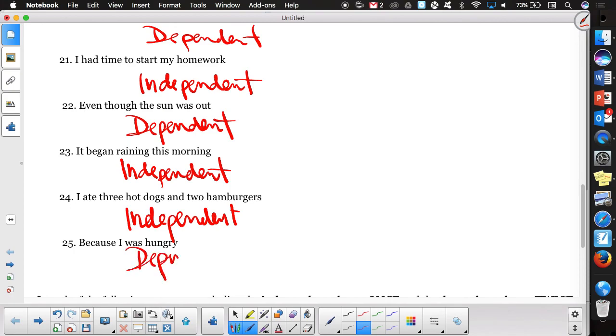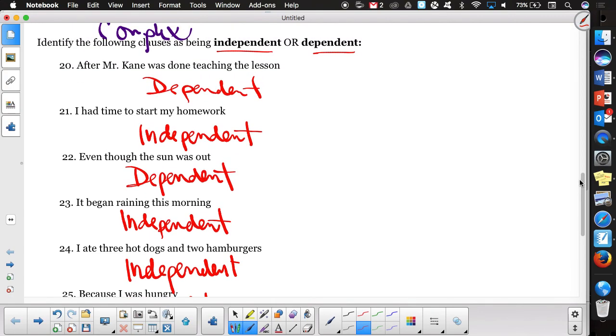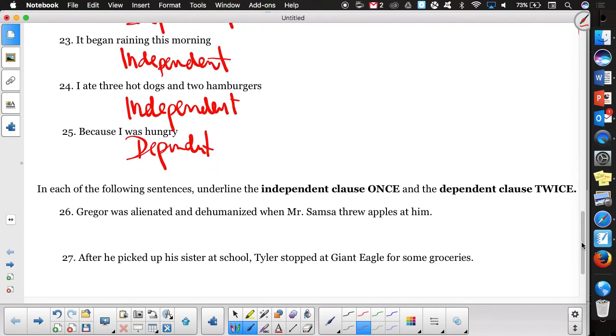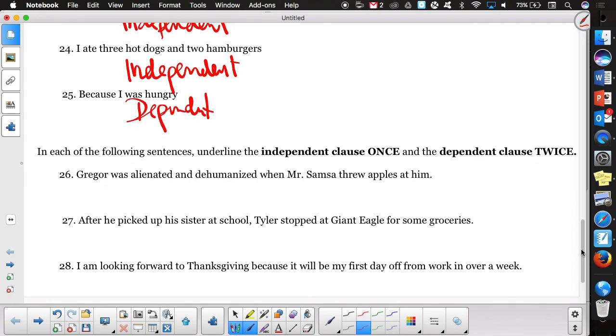Now you take a look at them, and all those pairs could certainly be written together as a sentence. After Mr. Kane was done teaching the lesson, comma, I had time to start my homework. Even though the sun was out, comma, it began raining this morning. I ate 3 hot dogs and 2 hamburgers because I was hungry, no comma needed. Now, these are complex sentences. Which one's the independent clause? Which one is the dependent clause?